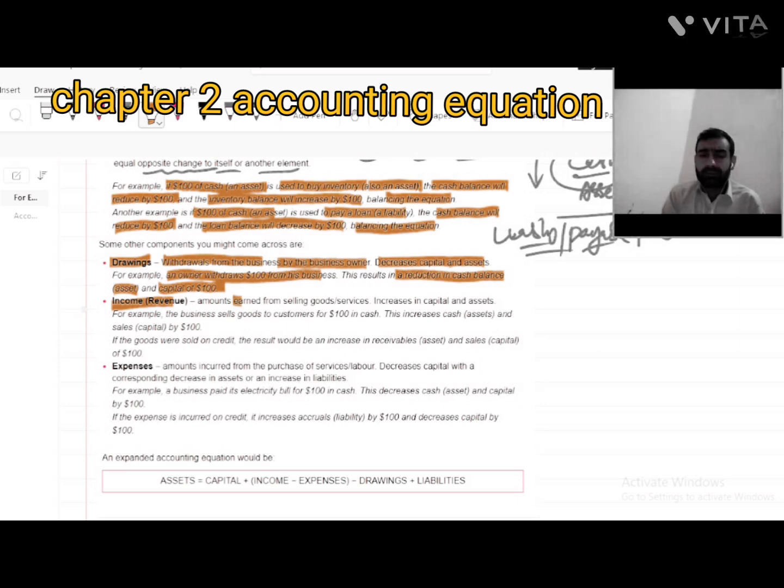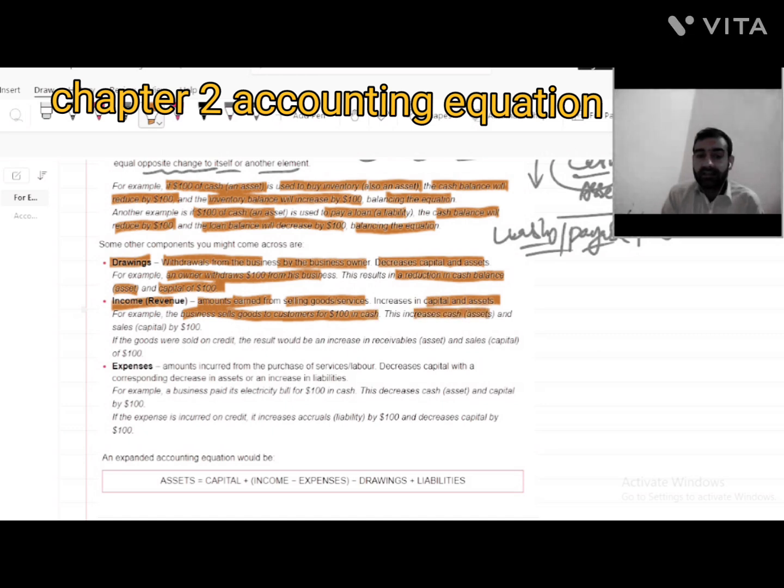Now income and revenues come from selling goods or services, so this increases the capital amount. It increases capital and asset because you are getting the profit, you are getting the income, the cash, or a receivable, which will be your asset. So if the business sells goods to a customer for 100 in cash, this increases cash, an asset, and the sales capital by this amount. Now if the goods were sold on credit, this is the case of a receivable. The asset is also increased, and the sales capital by this amount.